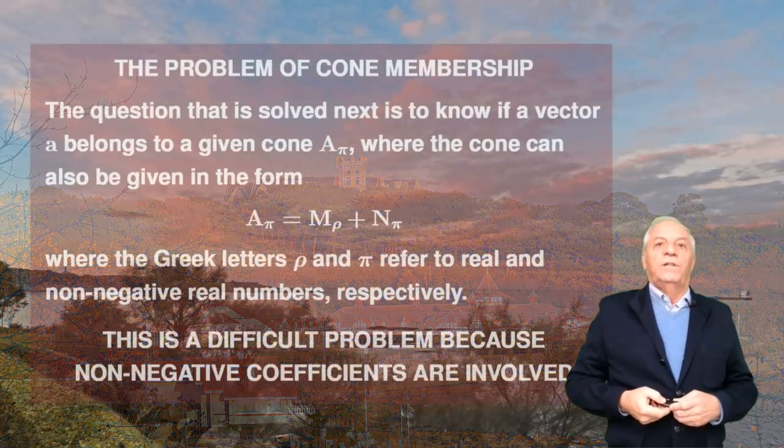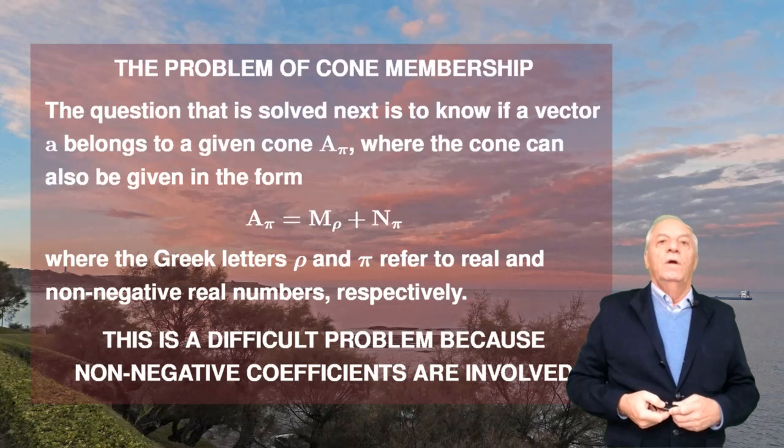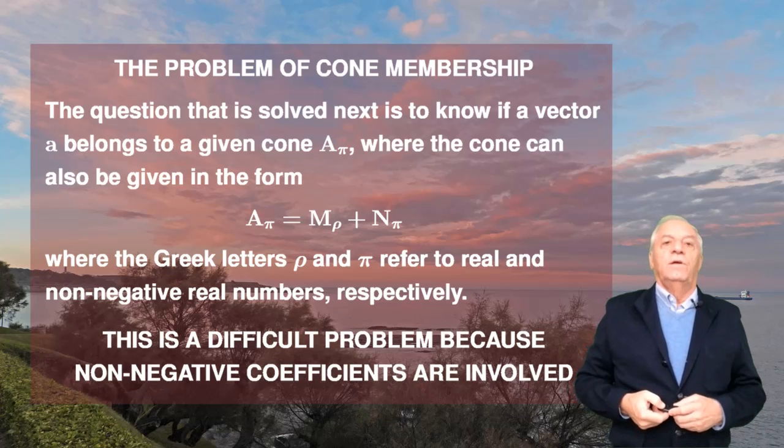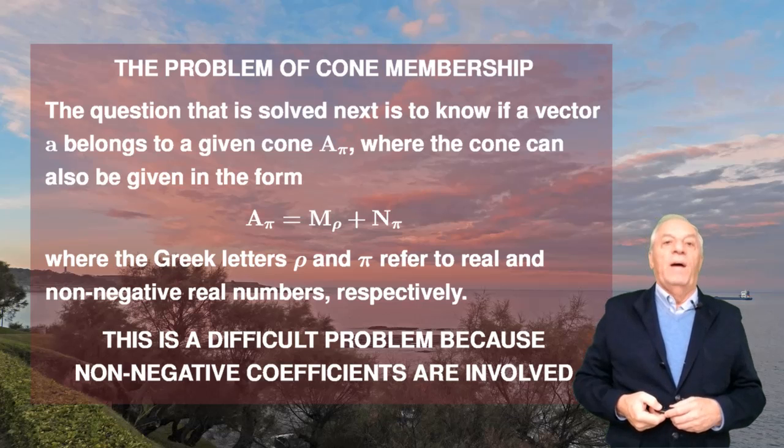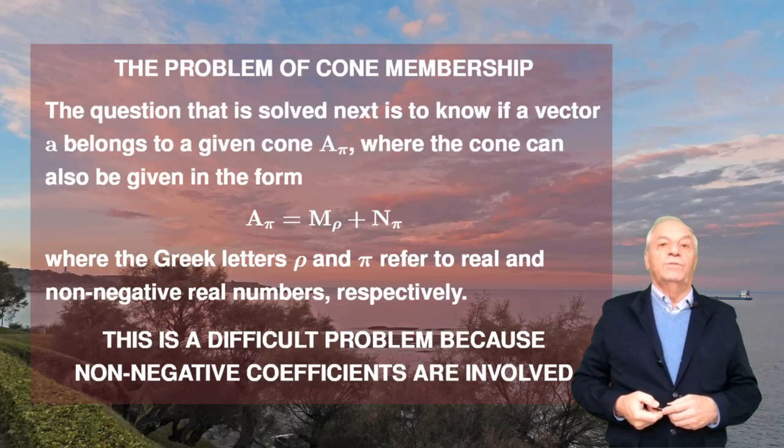The question that is solved next is to know if a vector A belongs to a given cone A pi, where the cone can also be given in the indicated form, that is, as the sum of a vector space M rho and a cone N pi. We remind the reader that we use the Greek letters rho and pi to refer to real and non-negative real numbers respectively.